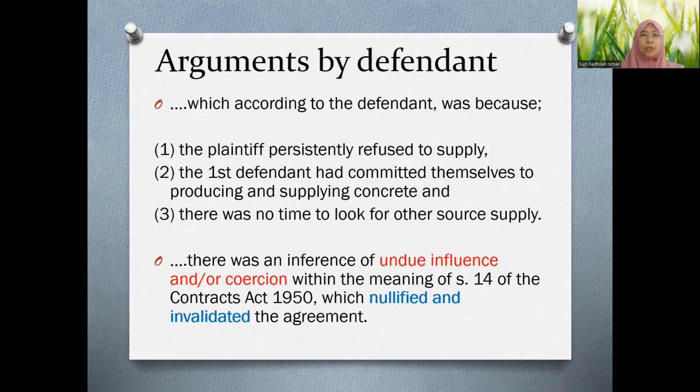In civil cases, it's possible for you to bring a case with many grounds. You have section 15, section 16 as the grounds in your statement of claim. So in this case, there was an inference of undue influence and or coercion within the meaning of section 14. And if these elements, these vitiating factors, are proved, it will nullify and invalidate the agreement. This is the effect. But the party needs to prove whether the elements were fulfilled or not, whether the factors were there or not.